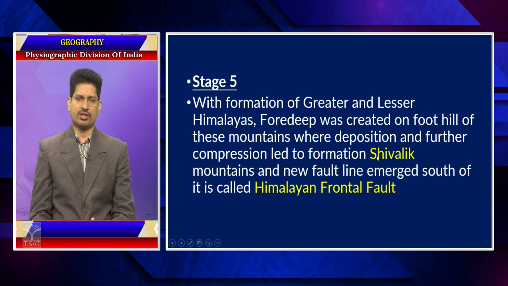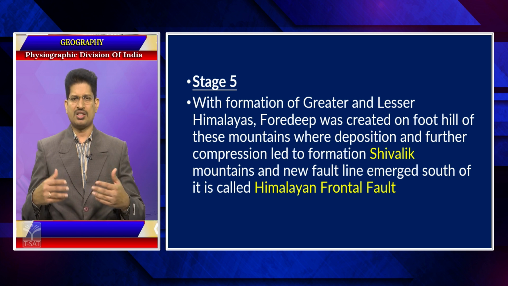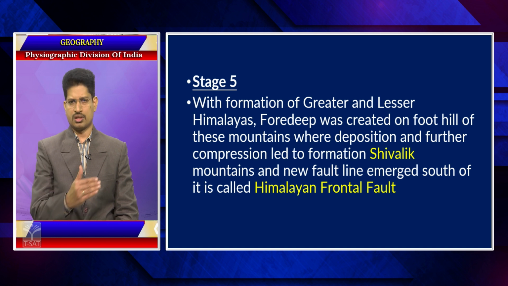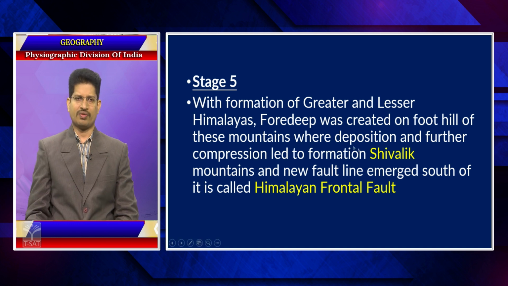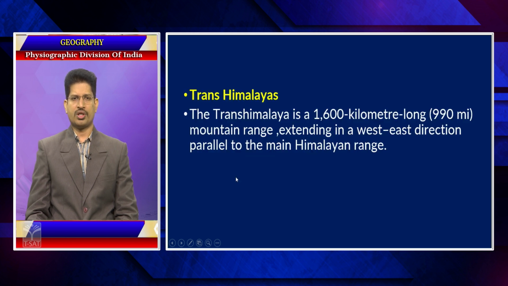So what happened is the rivers which are flowing have deposited larger rocky materials, and the compression activity led to the formation of this mountain range known as the Shivaliks. A new fault line has also been created, known as the Himalayan Frontal Fault. So this is the region we are talking about, the Shivaliks are at the south. So this is the 5th stage.